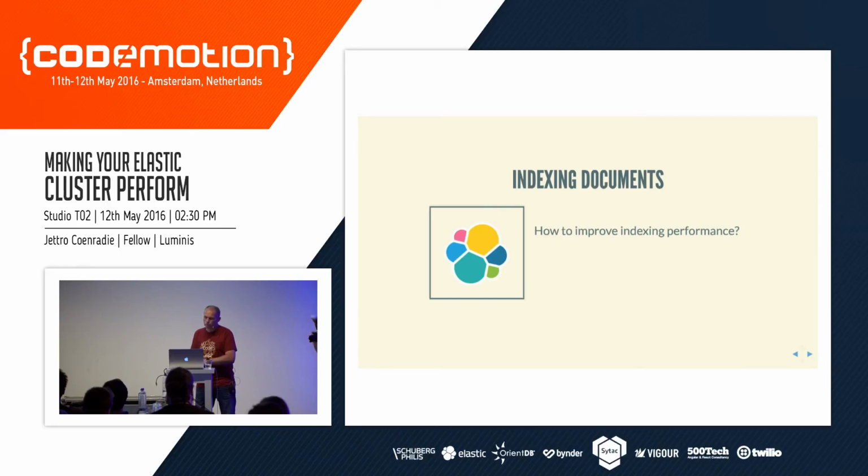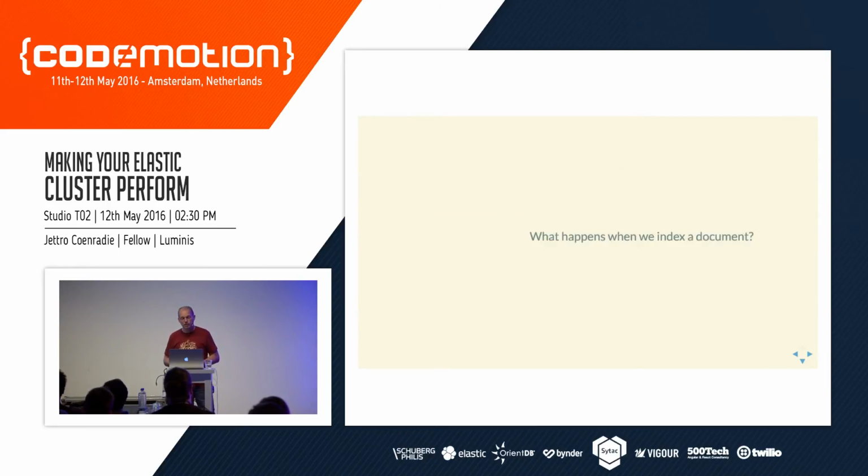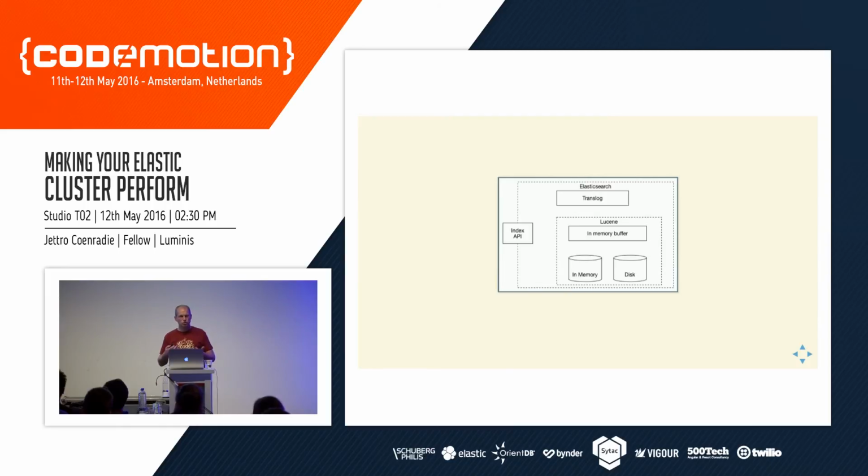Okay, let's move on to indexing documents. How can we improve the speed during indexing? Before we can tell more about how to improve it, we need to understand a little bit what happens during indexing. There's a number of components that are important during indexing a document in Elasticsearch. One of them is the translog, and we'll get back to what it is. Then there's Lucene, the memory buffer, and in memory.